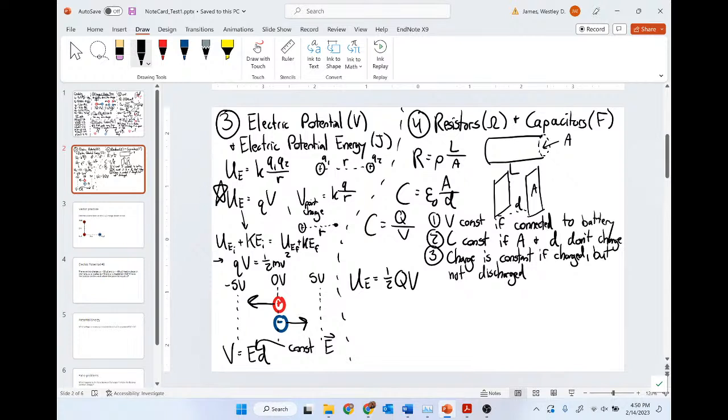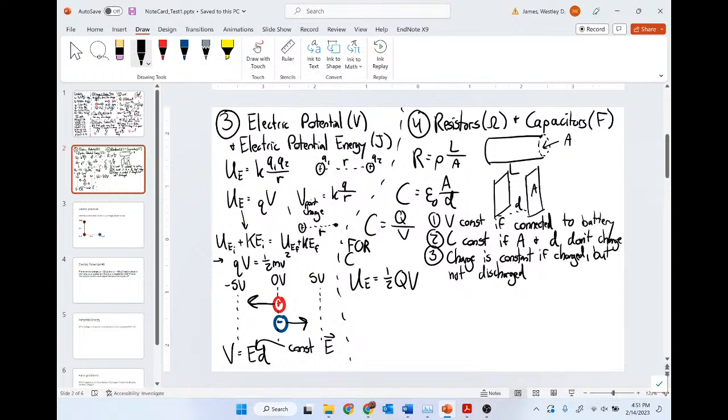If we look at the left side of our board, we have another equation that says potential energy equals QV. There's only one difference between these. This one has a 1/2, and this one doesn't. How do you know which one to use? If you have a capacitor, use that one. Otherwise, use that one. That's the really important thing. The energy stored on a capacitor.